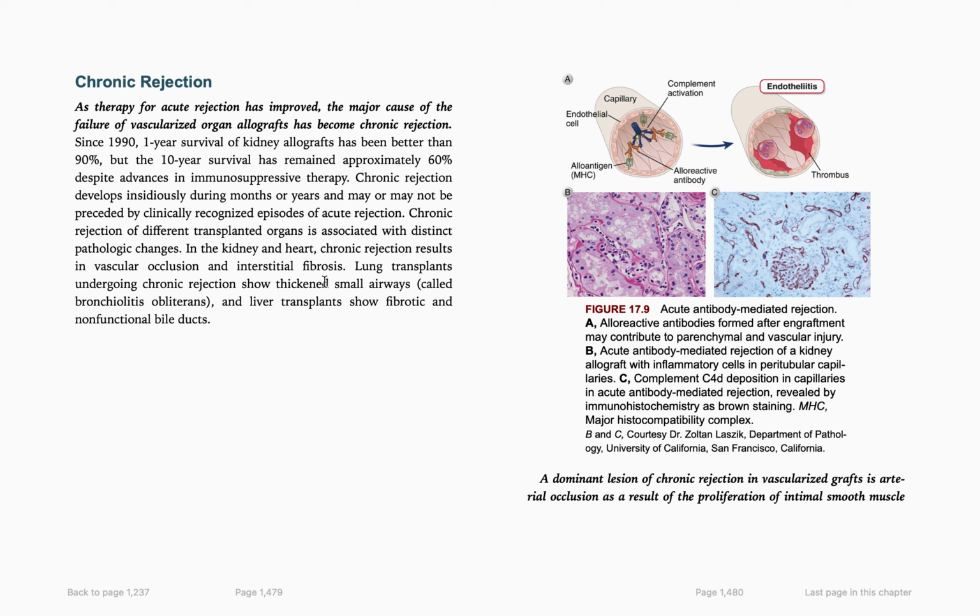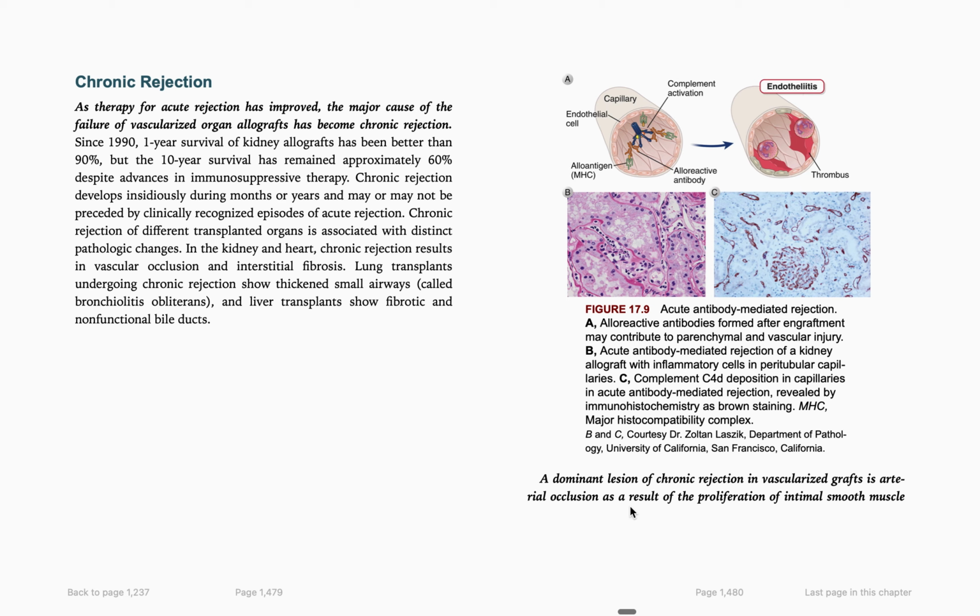In the kidney and the heart, chronic rejection results in vascular occlusion and interstitial fibrosis. Lung transplants undergoing chronic rejection show thickened small airways, called bronchiolitis obliterans, and liver transplants show fibrotic and non-functional bile ducts. So here is acute antibody rejection. It's like a continuation of what we saw last time. These are complement antibodies, they will activate. So you can read on your own time.